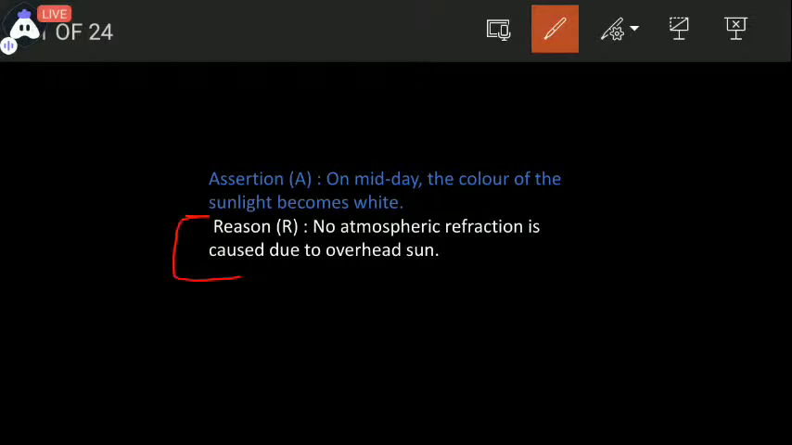It is just not possible that there is no atmospheric refraction occurring. Atmospheric refraction will always occur. And since the reason is false, the correct answer would be C. So the correct answer of this assertion and reason is C, since atmospheric refraction will always occur if the ray of light is present in the atmosphere.